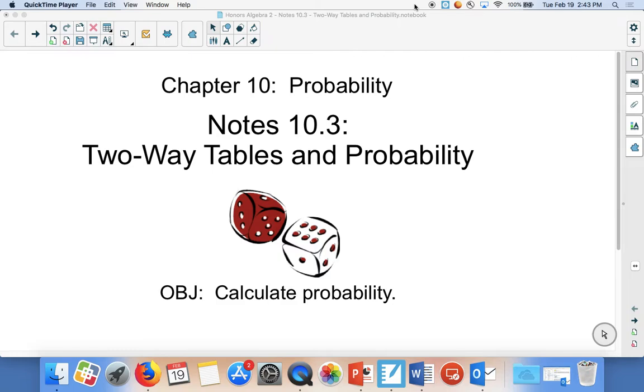So hopefully you still have your guided notes in front of you. Otherwise, you've got a lot of writing to do. Let's go ahead and look at what two-way tables are.